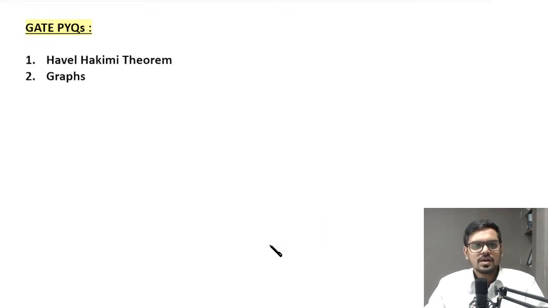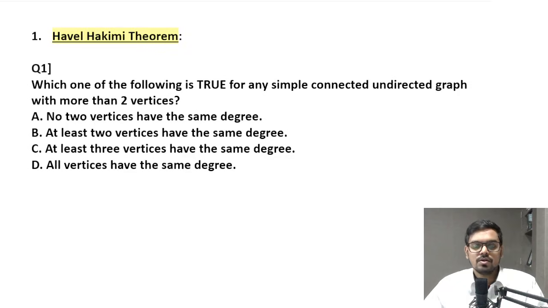In today's class, we are going to solve GATE PYQs on Handshaking lemma and different types of graphs. So let us start the lecture with the very first question. Pause the video, try, then look at my solution. Tried? The question says, which one of the following is true for any simple connected undirected graph with more than 2 vertices? We have 4 options.